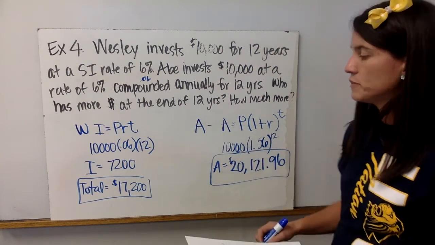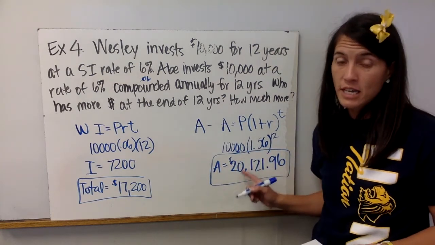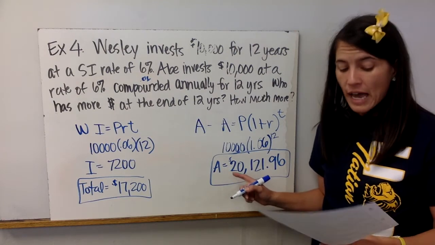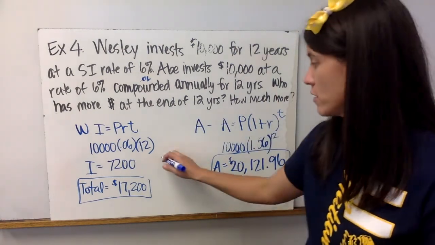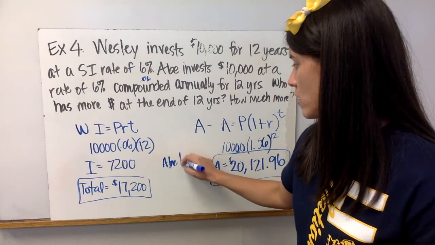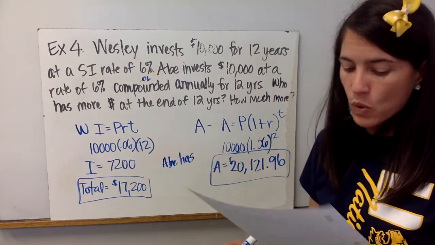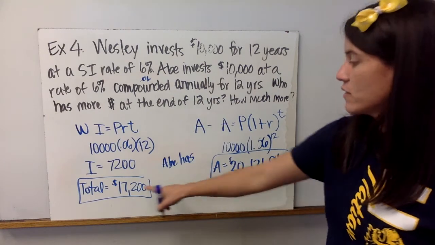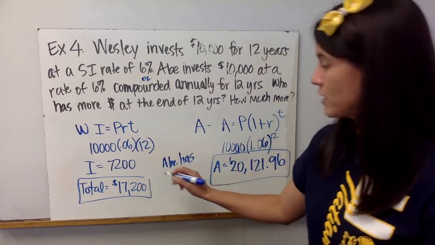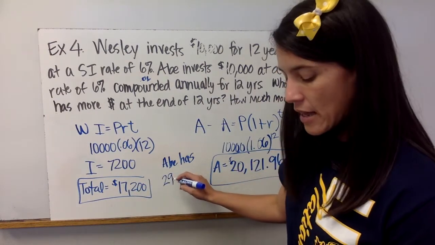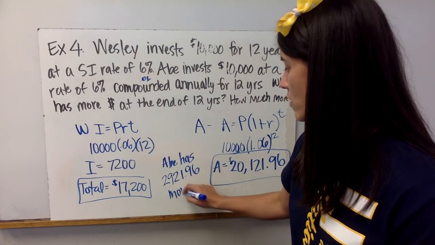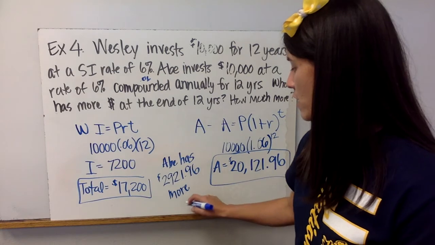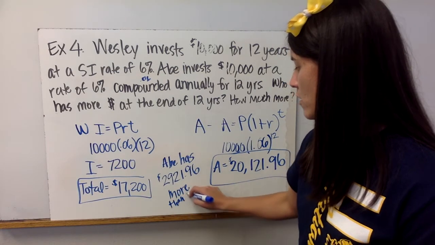So that's his total. So obviously he has more. And then the question is, how much more? So we want to make sure we answer both questions. Abe has more. And how much more he has, you would subtract, and Abe has $2,921.96 more than Wesley.